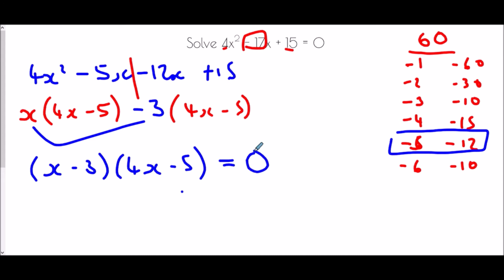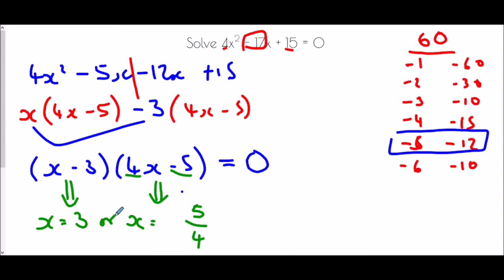that must equal 0. And this bracket gives me that x equals 3, the negative version of negative 3. And this one, well, x is going to be the negative version of this piece, so 5, and divided by this piece, 4. So x equals 3, or x equals 5 over 4.